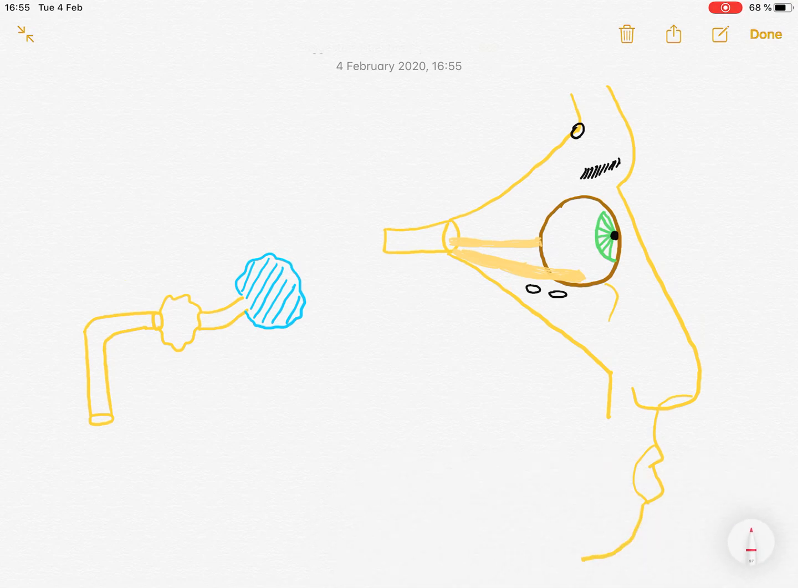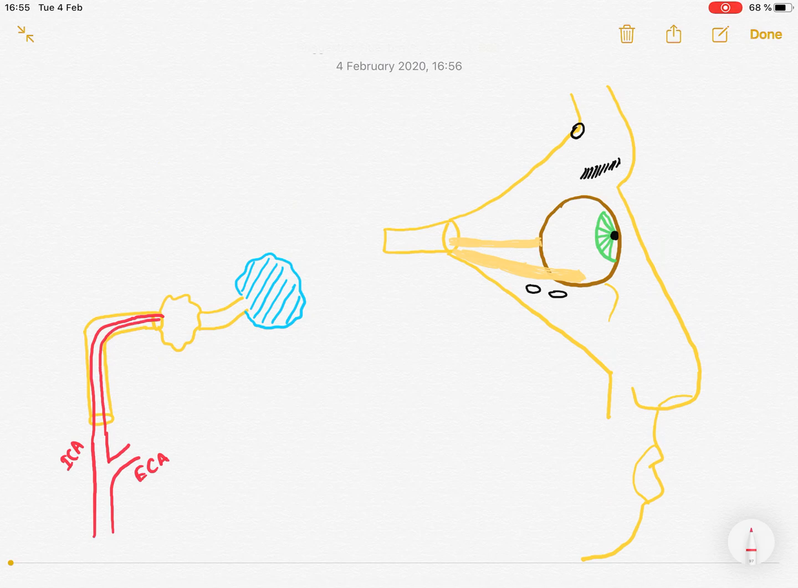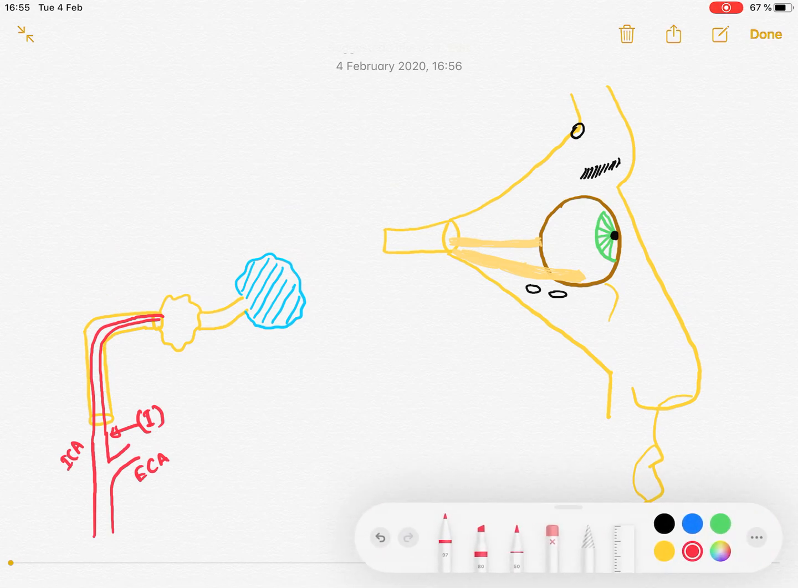First and foremost, as I have already mentioned in another video, the common carotid artery bifurcates into the external and internal carotid arteries at the level of the superior margin of the thyroid cartilage. So here we have the external carotid artery and the internal carotid artery. Then the first part, pars cervicalis. I will write 1. Pars cervicalis: we don't have any branches arising from it. So that is easy.